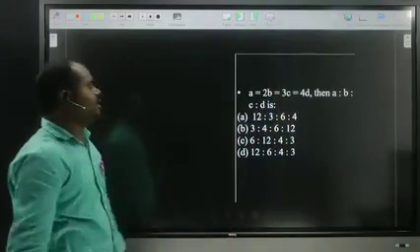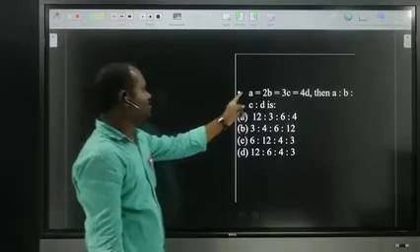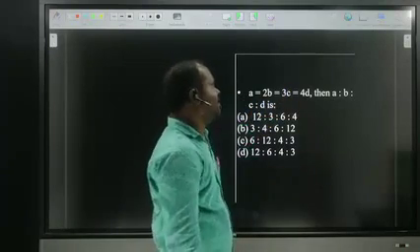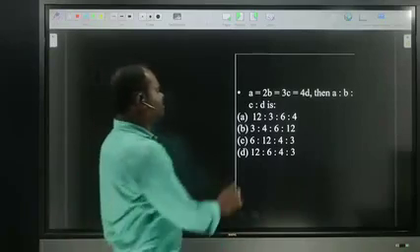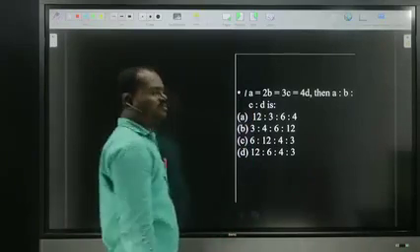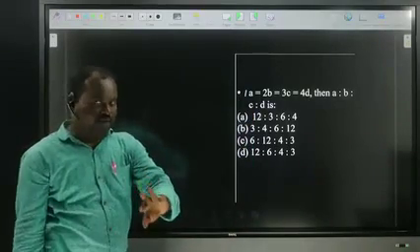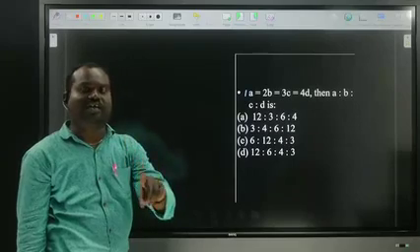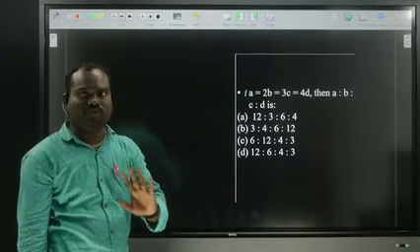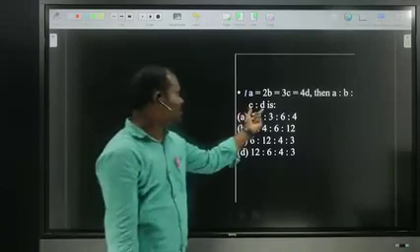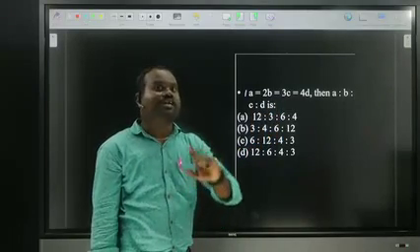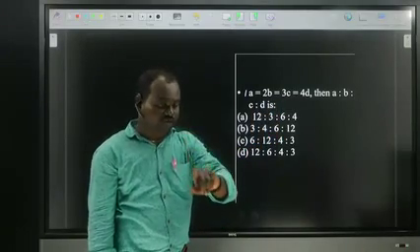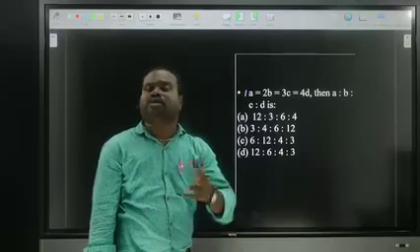Okay, now the next question. A equals 2B equals 3C equals 4D. Then A is to B is to C is to D is? Here, in front of A nothing is there, which means 1 will be there. In my earlier question I showed how to find A is to B is to C is to D. Now the question is the same, but in the earlier question the ratios were clearly there, and now the ratios are not there.